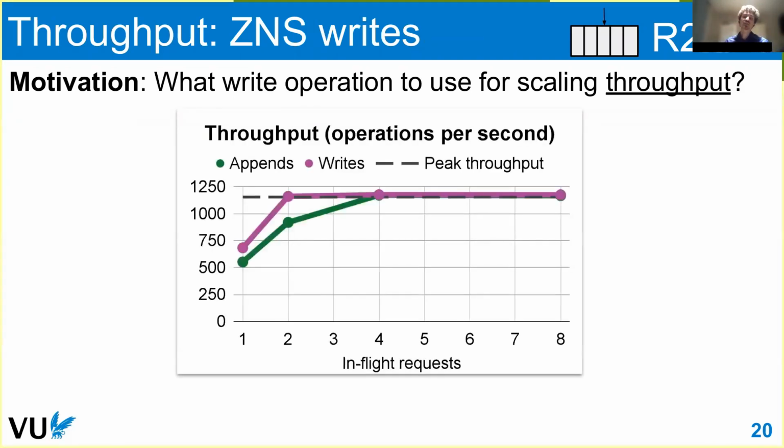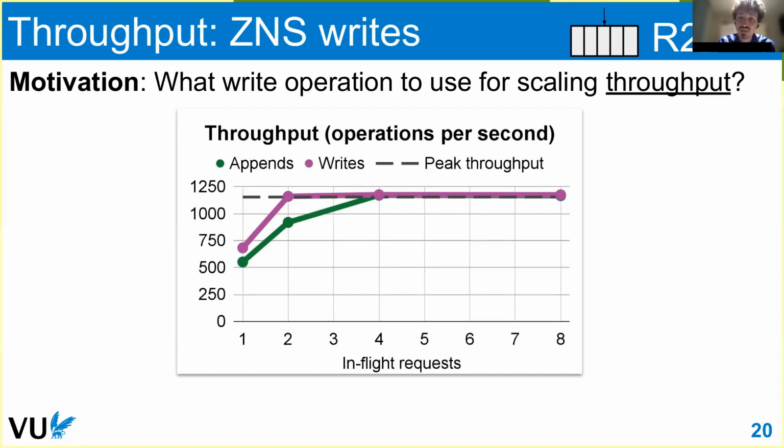If you look at the resulting plot, we see on the x-axis the number of in-flight requests. It's the number of concurrent requests issued. For appends, this means the number of requests to one zone. For writes, it means the number of concurrent zones. We find that both are easily able to satisfy the peak throughput. But for our SSD, writes reach it at 2 and appends at 3.